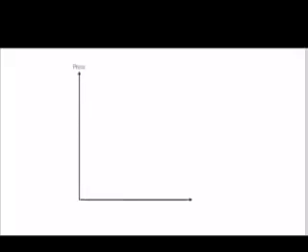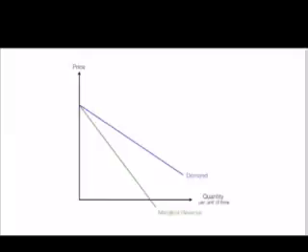The marginal cost curves look something like this, with a downward sloping demand curve. Remember, the monopoly's demand curve is the market, and below it is the marginal revenue curve. Also, I'll draw in the marginal cost curve and the average total cost curve.